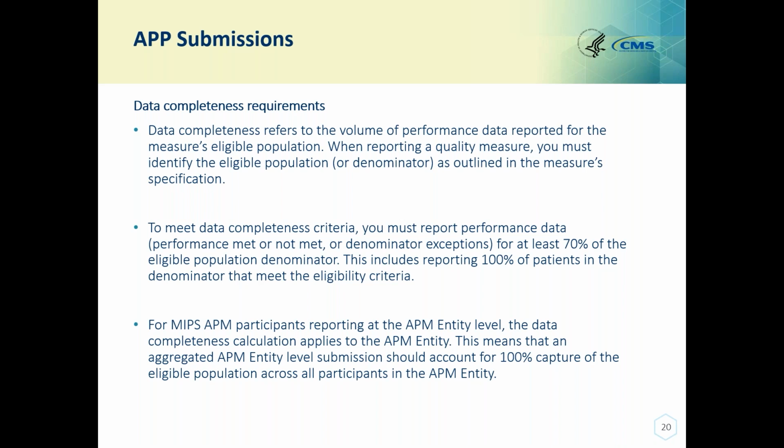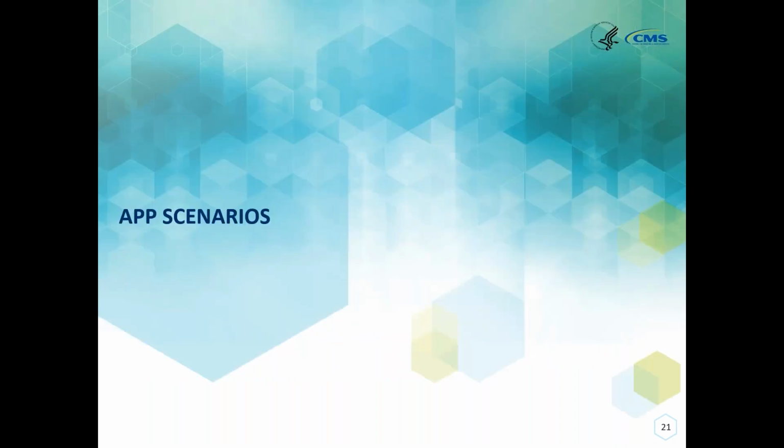Again, when reporting at the APM entity level, as far as data completeness, the data completeness calculation applies to the entire APM entity. So this means that your aggregated APM entity level submission should account for 100% capture of your eligible population across all of the participants in the APM entity. Next slide.